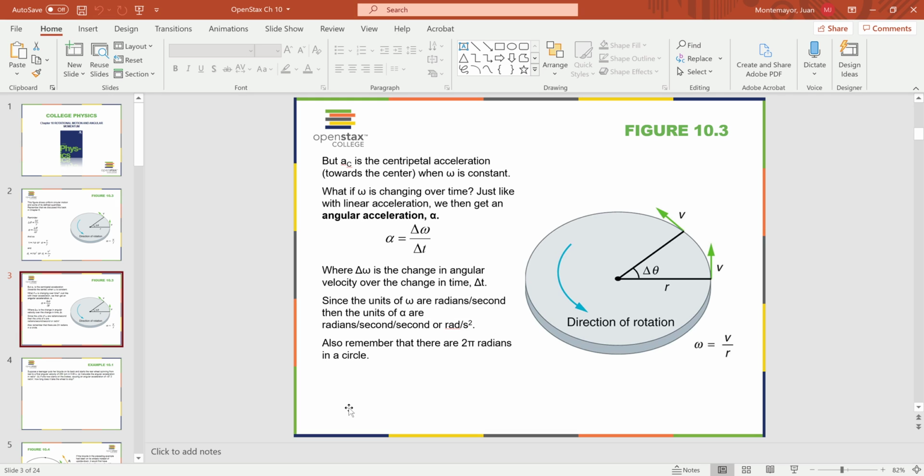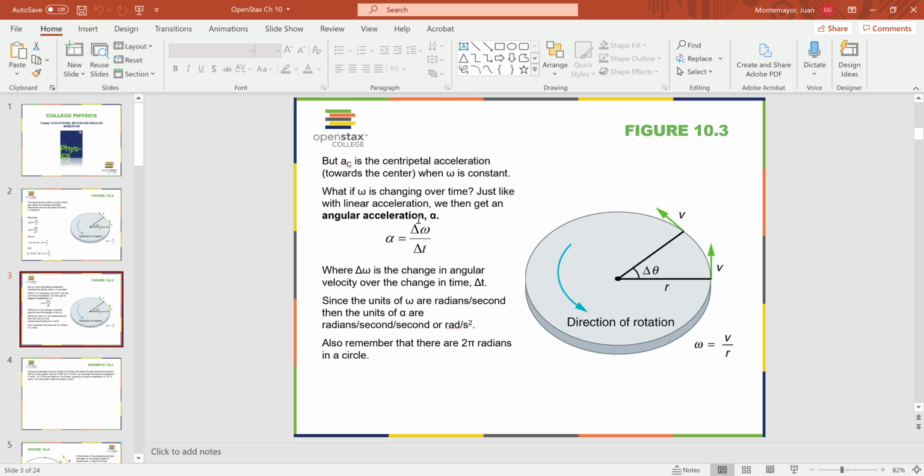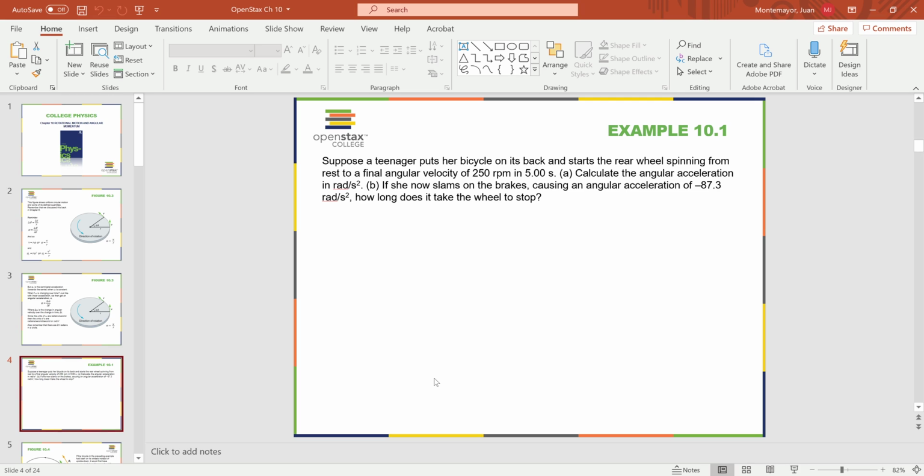But AC is the centripetal acceleration towards the center of the actual object when our omega is constant. What if our omega is changing over time? Just like linear acceleration, we then get our angular acceleration, and that's going to be defined using alpha. Alpha is equal to our change in omega over our change in time. Just like our acceleration is equal to our change in velocity over time, this is our angular velocity over our time. Since the units of omega are radians per second, the units of alpha, our angular acceleration, are going to be radians per second squared. Also remember that there are 2 pi radians in a circle. That's just for understanding's sake.